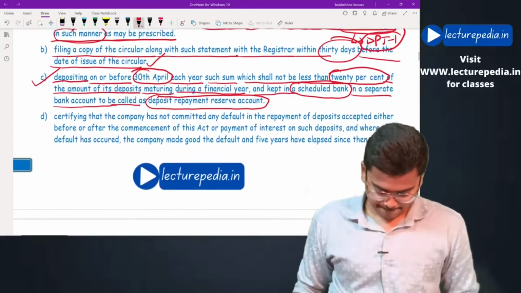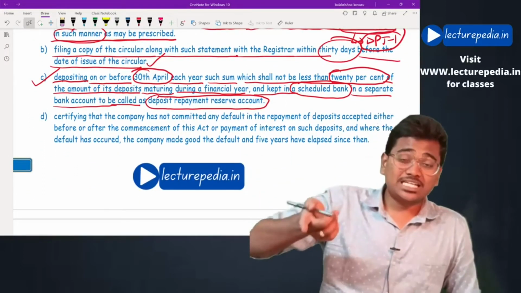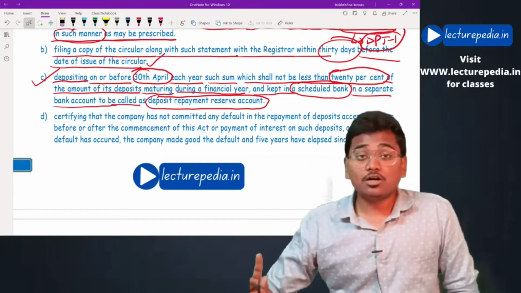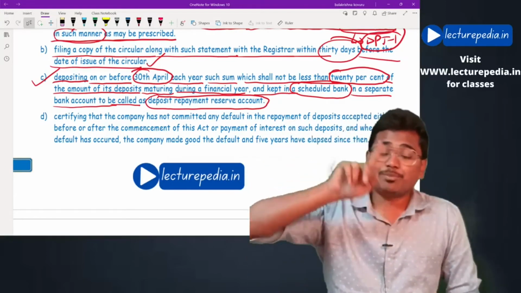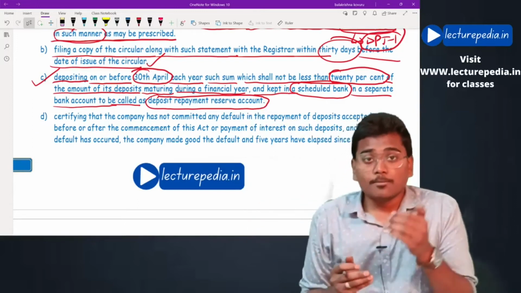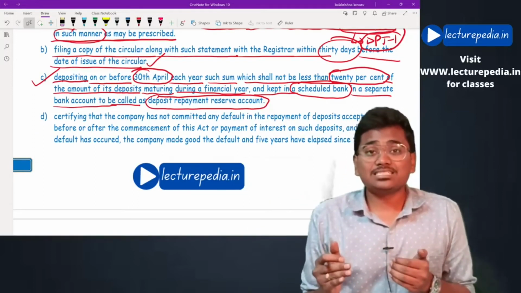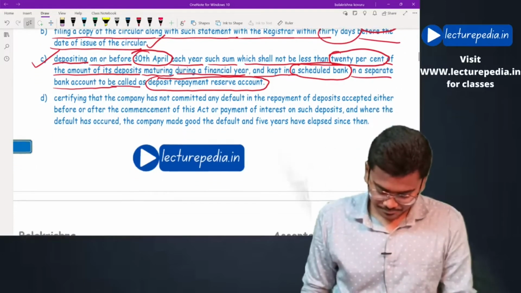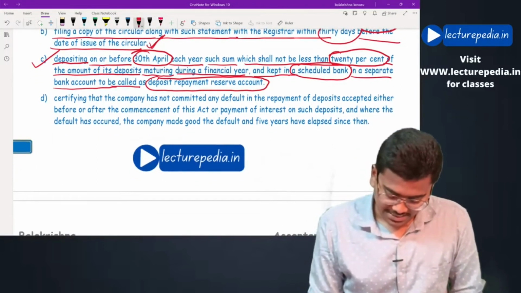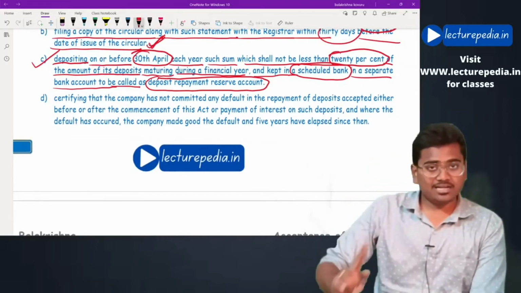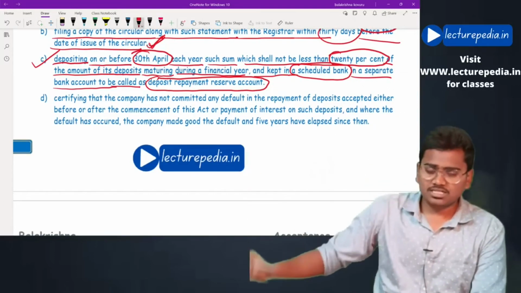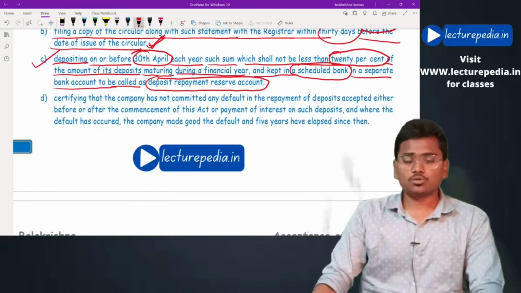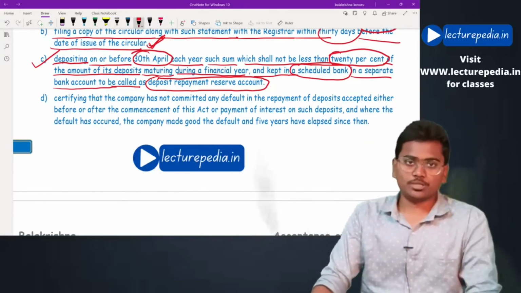Next, what is the percentage? 20% of the amount that is going to be matured in the following year, and by when it has to be deposited? Within 30 days from the start of the financial year. Okay, you can say by 30th April, every year till the entire deposits are repaid.